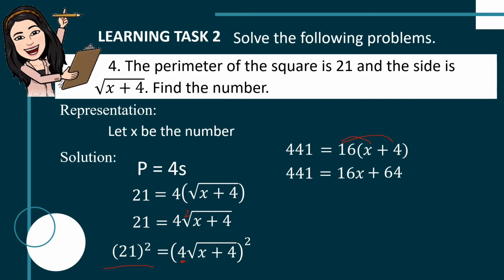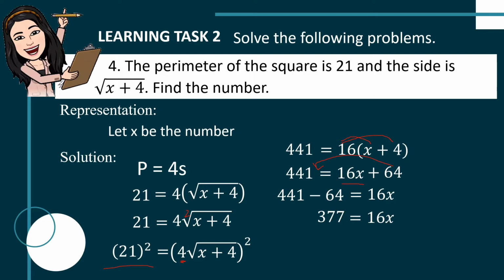Now, combining like terms, we have, okay, so yung 16x, hayaan na natin siya sa side na to. So, therefore, yung 64 ang ilipat natin sa kabilang side. So, that would be equal to 441 minus 64, kasi tinranspose natin, so naging negative siya, equals to positive 16x. What is 441 minus 64? Okay, that is 377. And copy 16x.